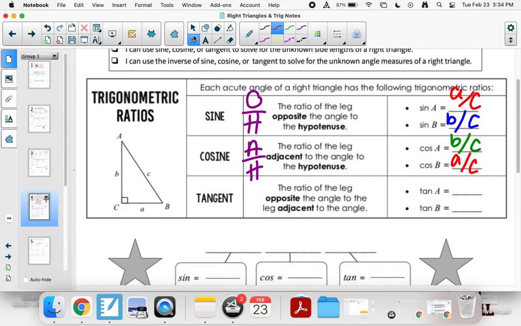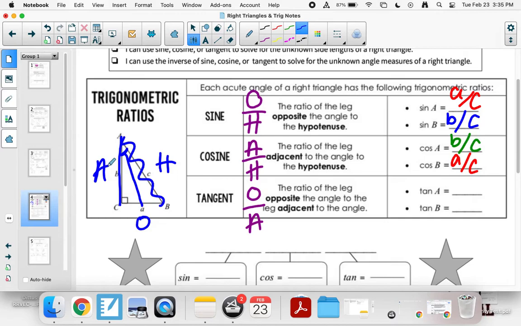Okay. Tangent is a ratio of the opposite leg, the opposite side of the angle, compared to the adjacent leg. We've already found the opposite and adjacent of both of our angles, so now we're just going to put them together. Again, when I'm looking from A's point of view, this side is opposite, this side is our hypotenuse, and the one next to it is adjacent. Those are all from A's point of view.